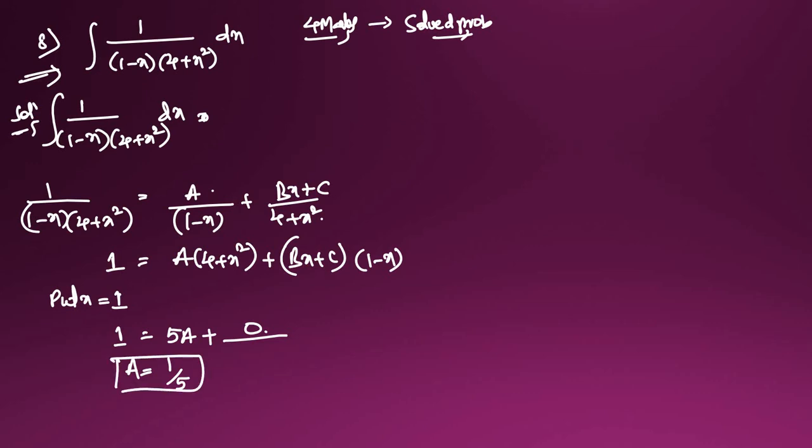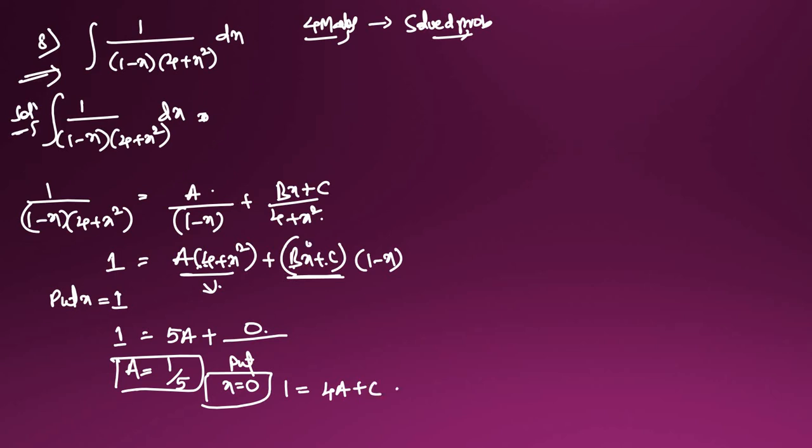We have to find b and c. So we'll find the coefficients. We'll do one thing: put x is equal to 0 in the given equation. Then 1 is equal to 4a plus, here this is 0, so 4a plus c. In bx plus c, with x equal to 0, only c remains.